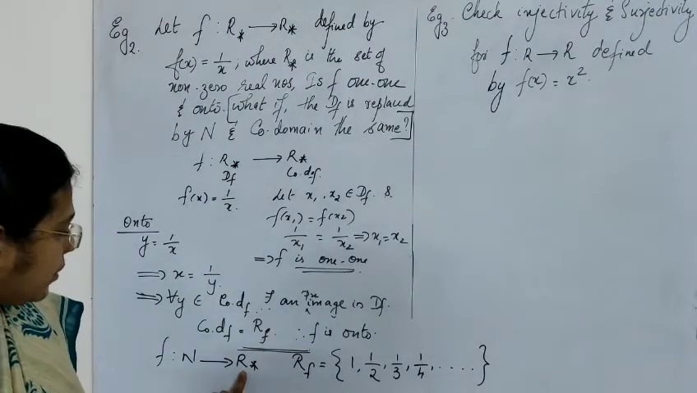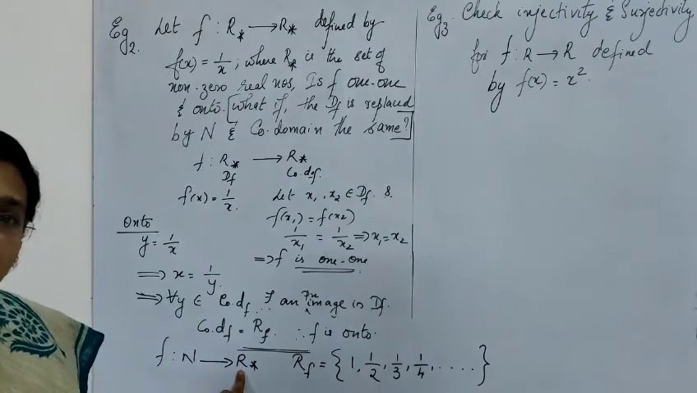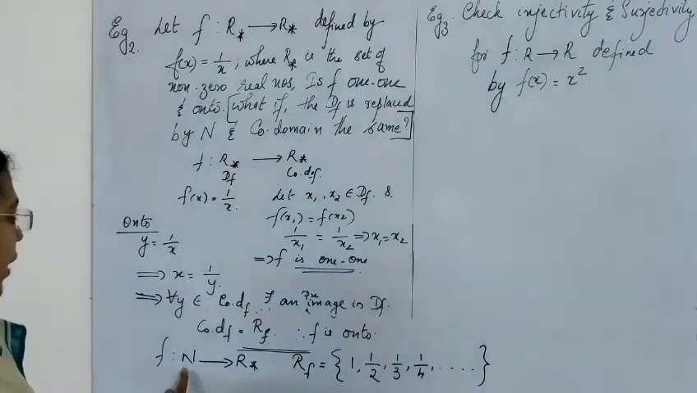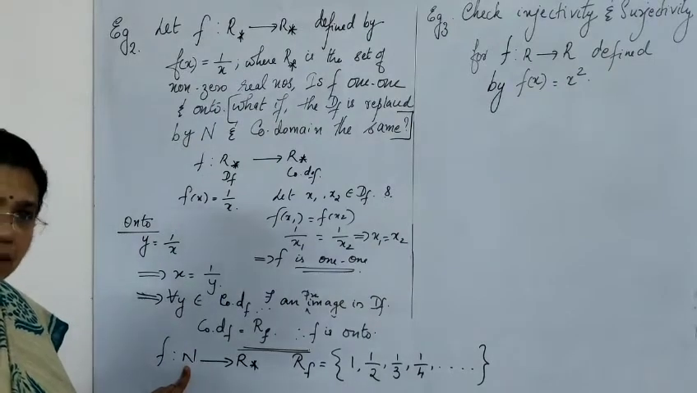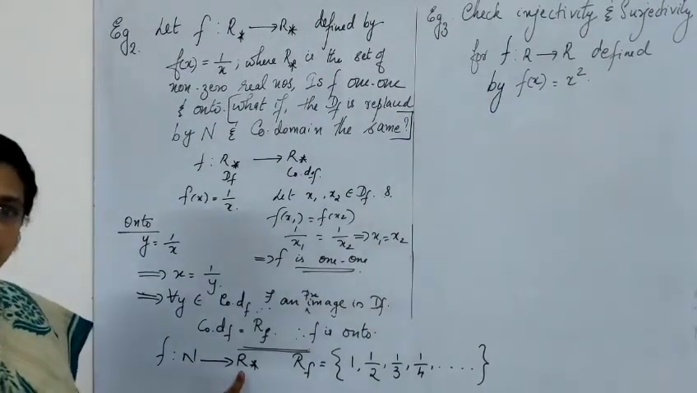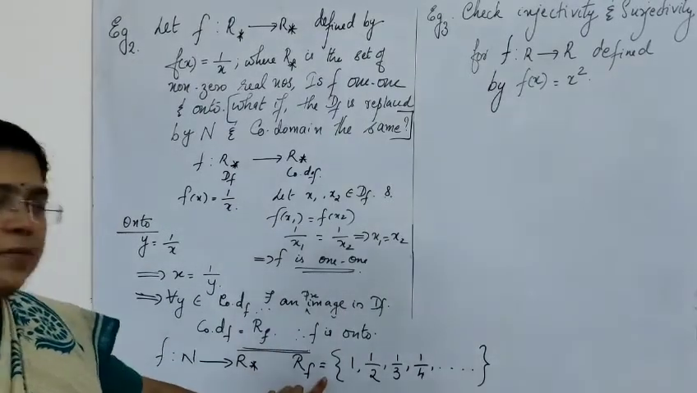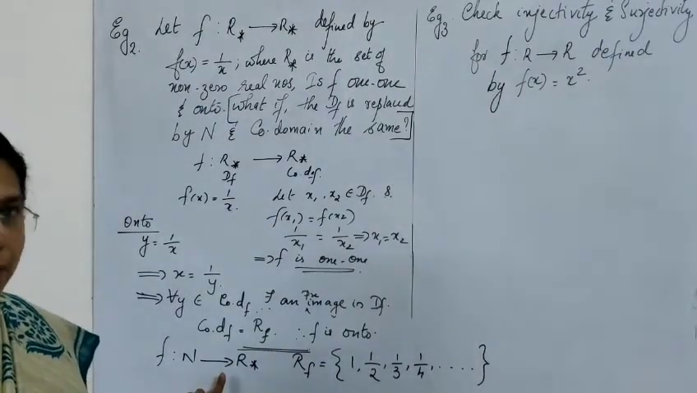Now, that implies what? This function is a 1-1 function, because for every element that belongs to the set of natural numbers, you can find a unique image. Okay. Here, I say that this function now is a 1-1 function.